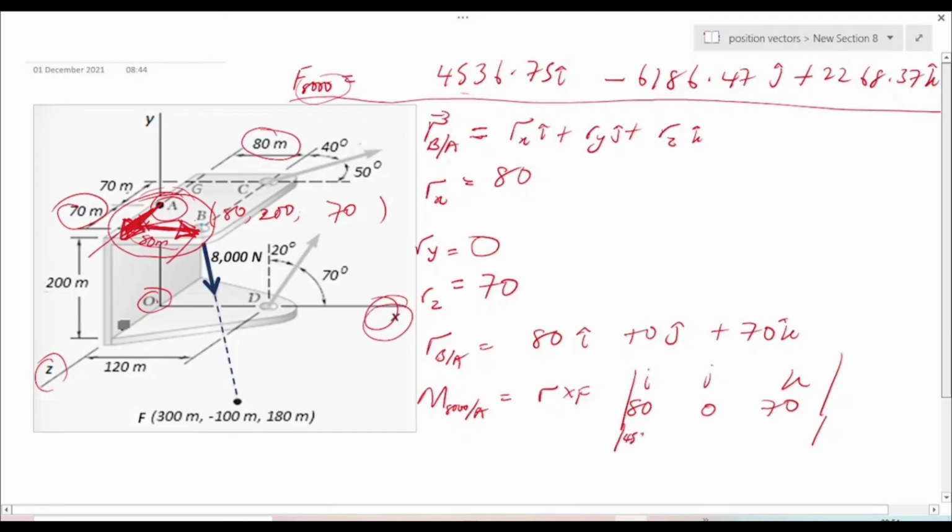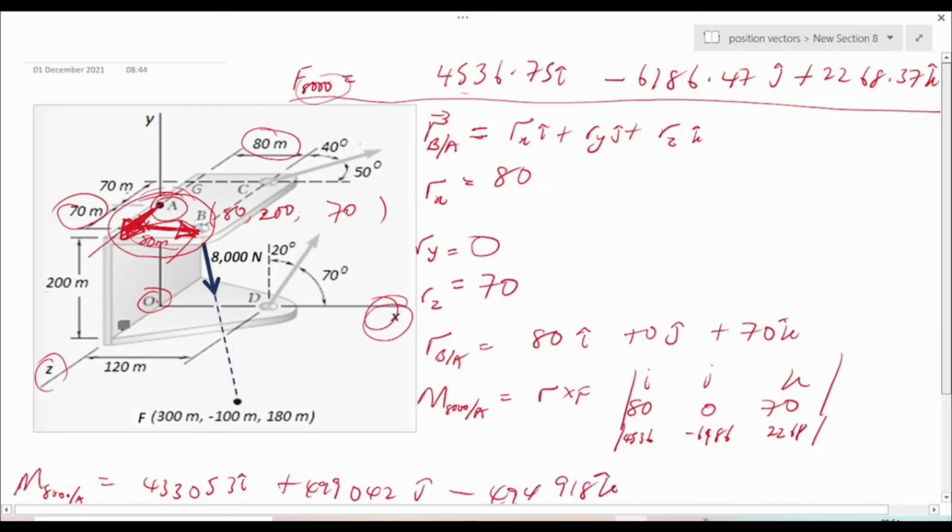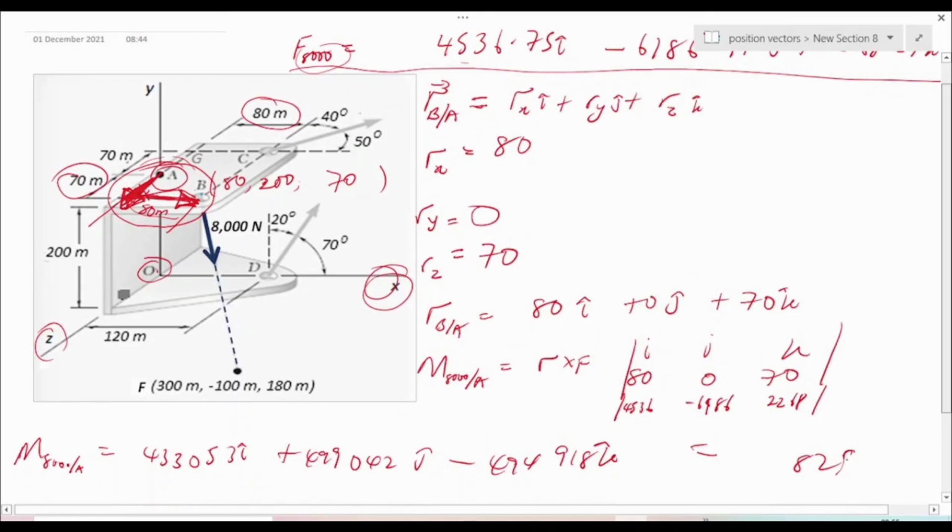Our force component, which is 4536i, and we had minus 6186j, and finally 2268k. And if you evaluate the moment, one will get a value for moment M of 8,000 about A, which will be equal to 433053i plus 499042j minus 494918k. And if you find the magnitude of this value of moment, you will get 8255.43 Newton meters. And that's the moment of the 8,000 Newton force about point A.